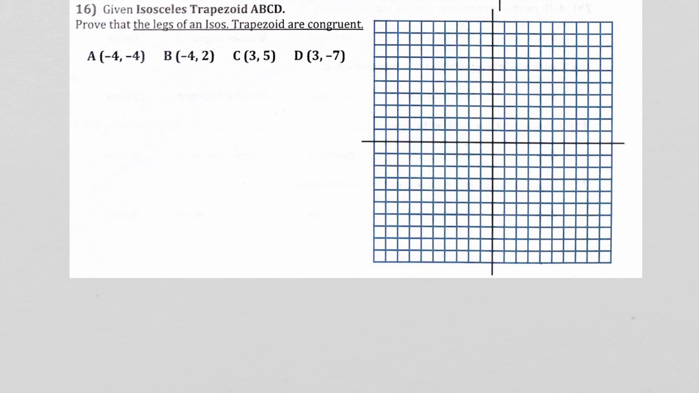Okay, we always start by graphing. So A is (-4, -4), 4 to the left and 4 down, which is right there. And B is 4 to the left and 2 up. That's right there. That's point A, that's point B. C is 3 to the right and 5 up, which is right there. That's C. And D is 3 to the right and 7 down, which is right there. That's D. And then I'm going to connect those dots.